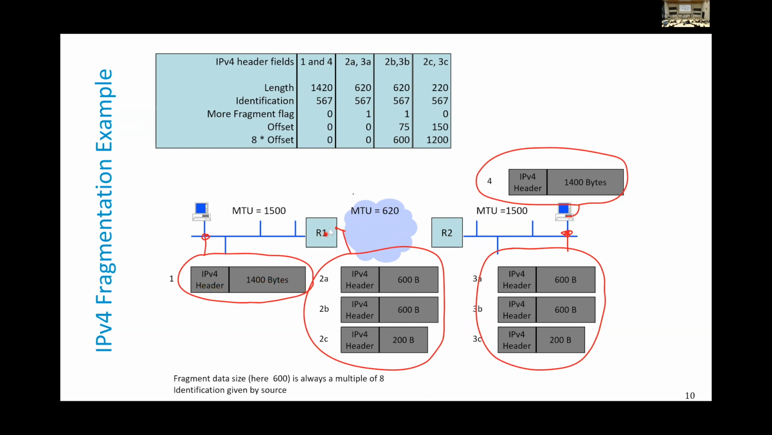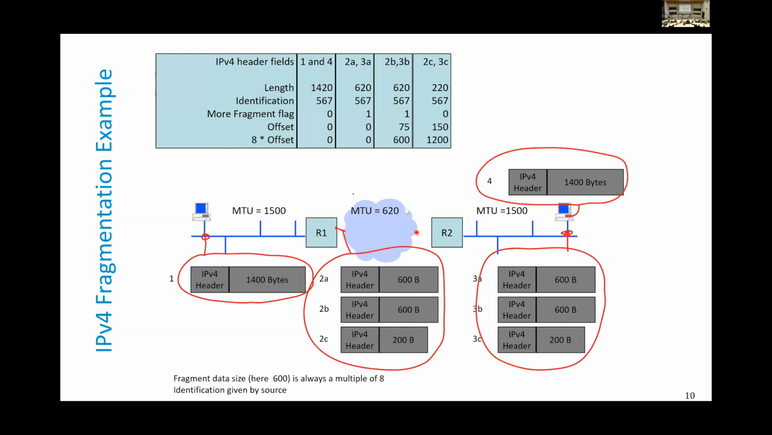When this packet reaches this router here, this router will say, I need to forward it to R2, but it is not possible, so I will break it into packets that are able to fit on this MTU 620, that means the packet can have at most 600 bytes of data if there is no option in the IP header. So I will break this packet into three that are as big as possible, and the last one is smaller because it's not a round number. I will create three packets.